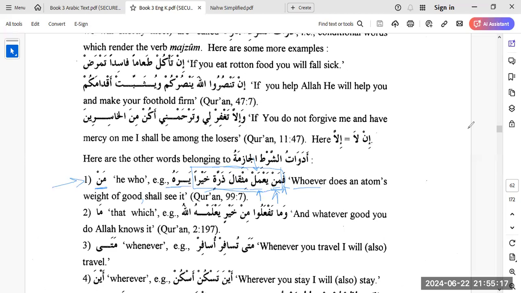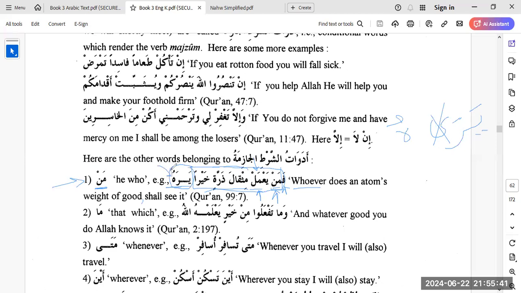So this was actually yara, right? Yara means he sees. And when you make it majzoom, you drop it. We know that, right? When you make this nakis verb majzoom, you drop it. And the mafulun bihi is who, so it becomes yarahu. So what is yarahu here? It is fi'lun mudari'un majzoomun with its mafulun bihi.